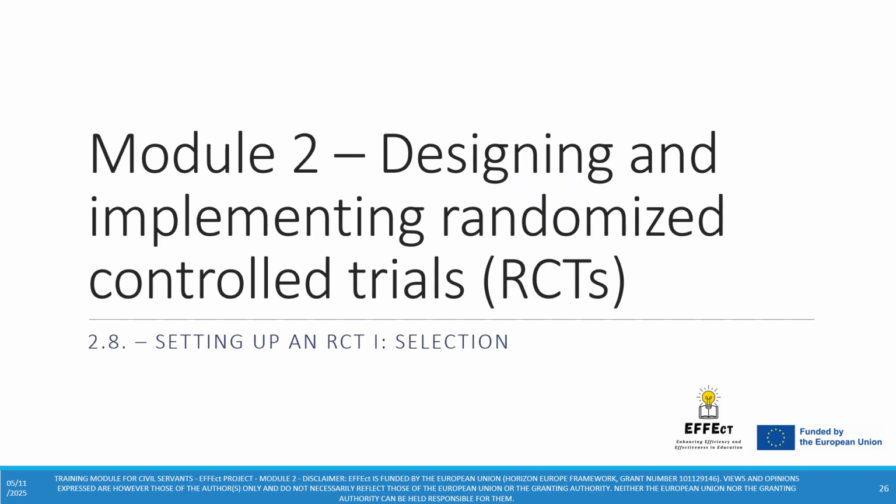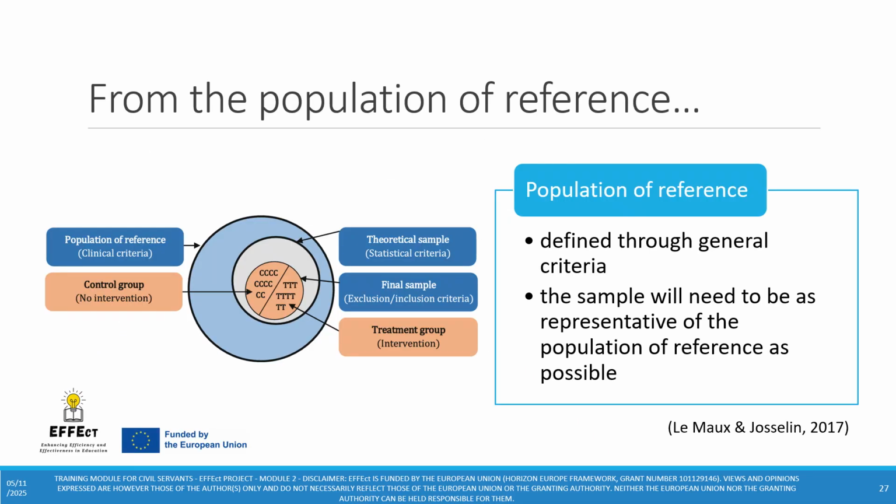Dear participants, welcome to submodule 2.8, in which we'll start to learn how to set up an RCT. Let us start from what we call the population of reference. The population of reference is defined through general criteria, and the sample will need to be as representative of the population of reference as possible.